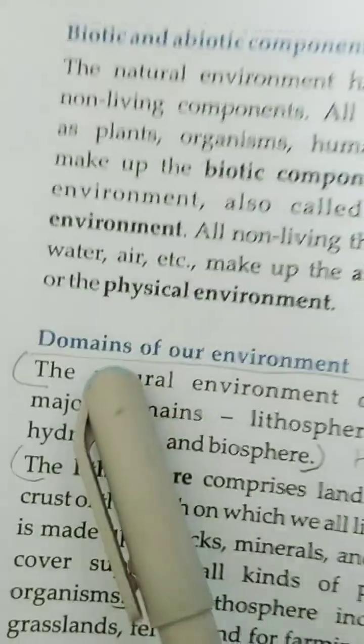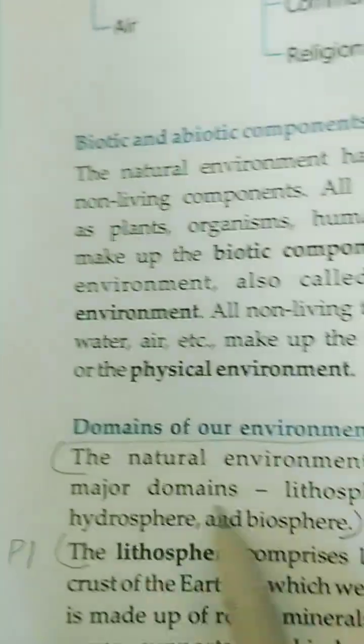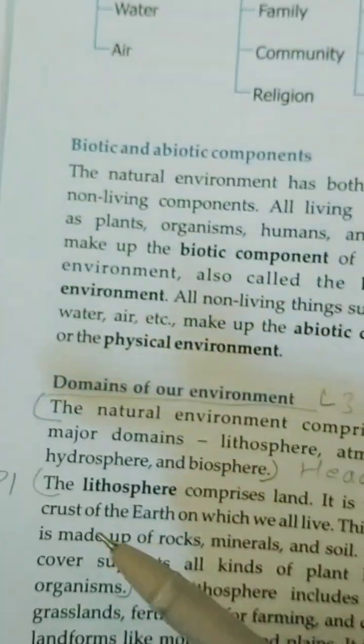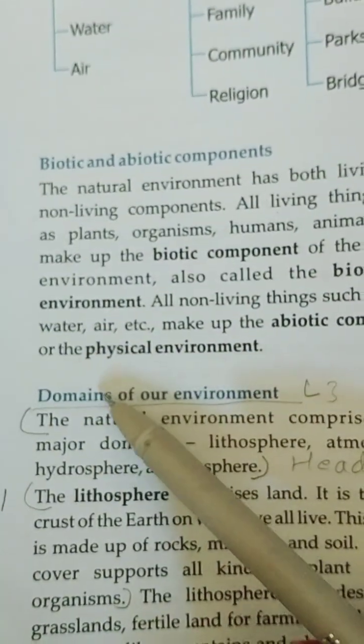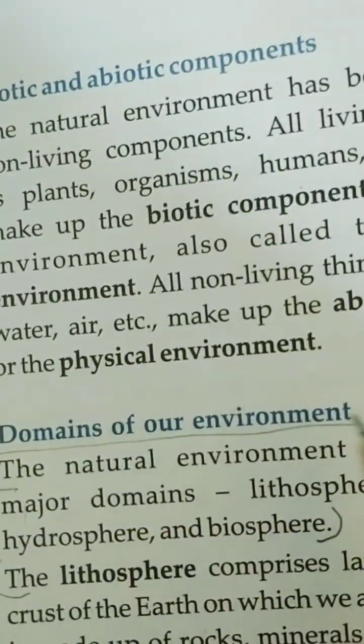Let's come to other domains of environment. The natural environment comprises 4 major domains. Now anybody will ask you what are domains, so you should know what domains are. You have learned it in 6th class, and there is a whole chapter on the domains of environment. In this book it's just given as a topic, like a paragraph, but it can be a bigger chapter. Okay.